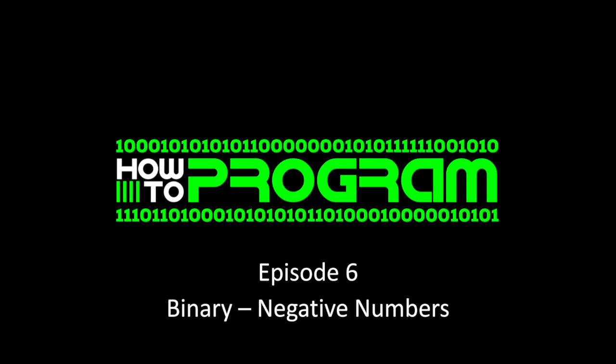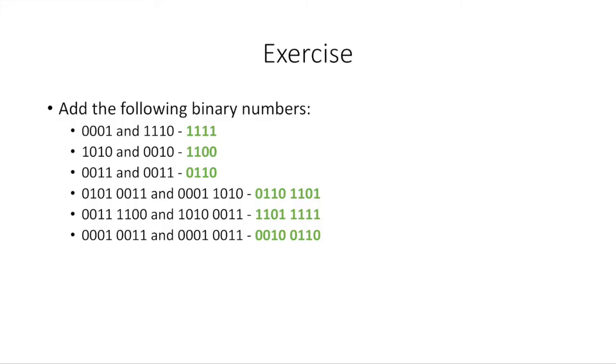This episode is episode 6, binary, and we're going to talk about how to represent negative numbers, which are numbers that are less than 0. Now, in our last episode, we had a little exercise for you on how to add binary numbers, and so these are the results. You can pause the video and check if you ran this at home and see if you got the correct answer.